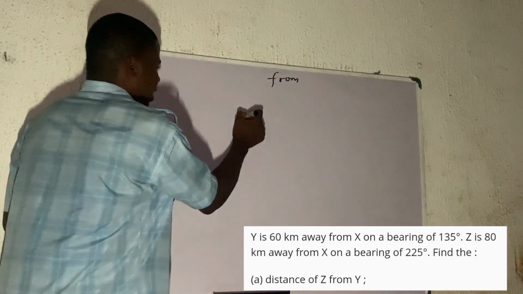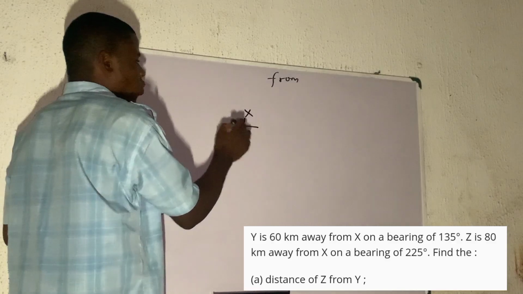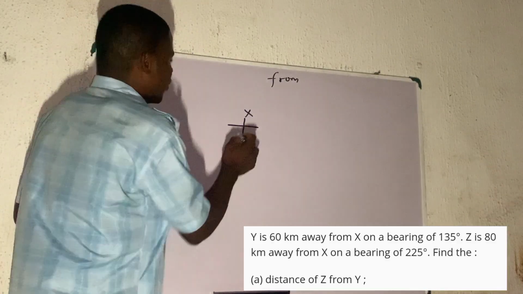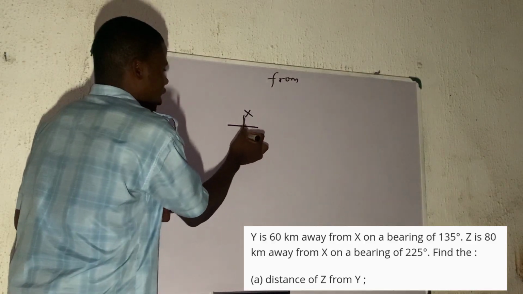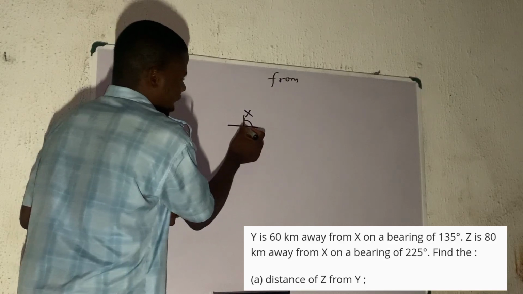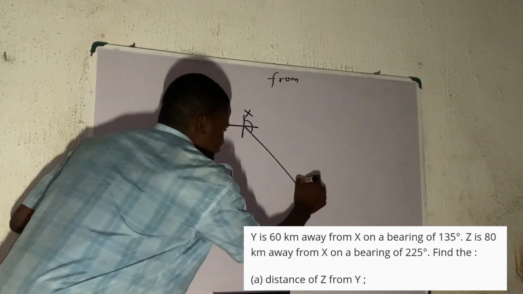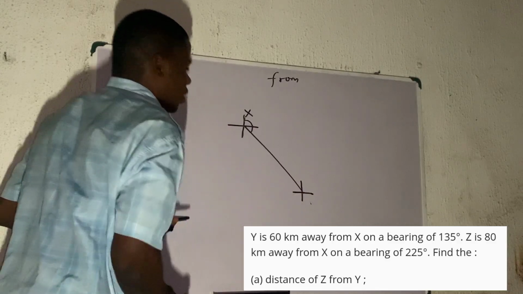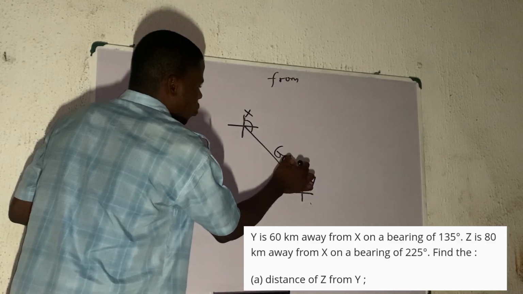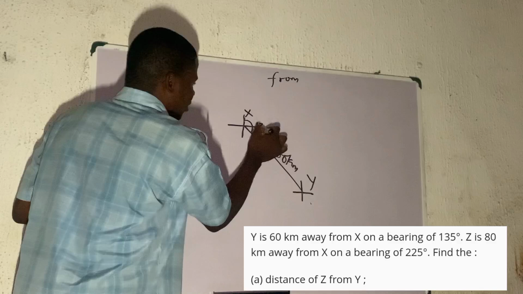Now look at it, it means that X is the main man, so X is at the center. Here is X, and Y is 60 kilometers away from X on a bearing of 135 degrees. So if you start from the north of X and you have to get to 135 degrees, 135 degrees is around here, so Y is somewhere here. Let's take it up. Y is somewhere here. So look at the bearing of what? The cardinal point for Y. So here is Y, and they say that Y is 60 kilometers away from X on a bearing of, from here to here is 135 degrees.